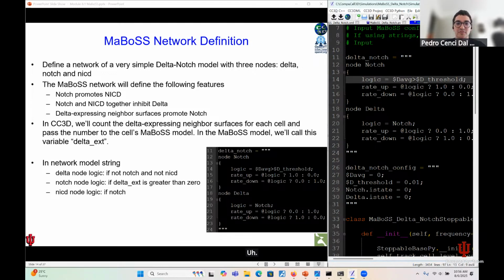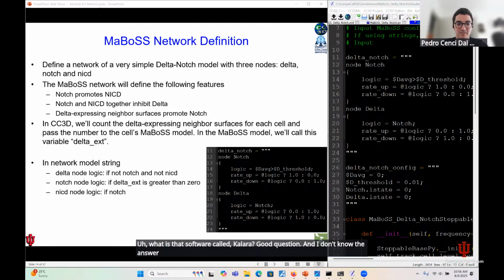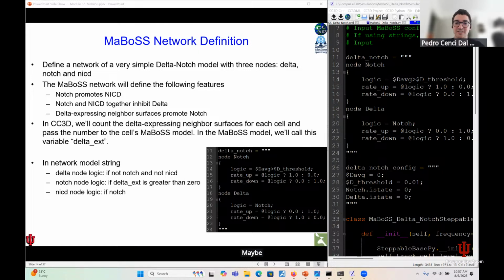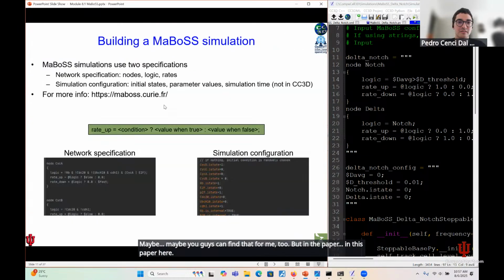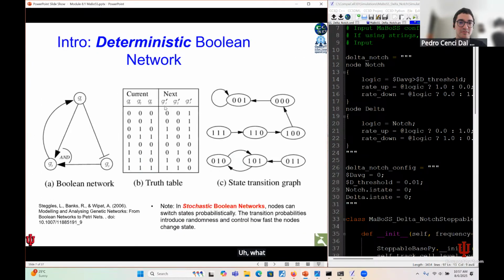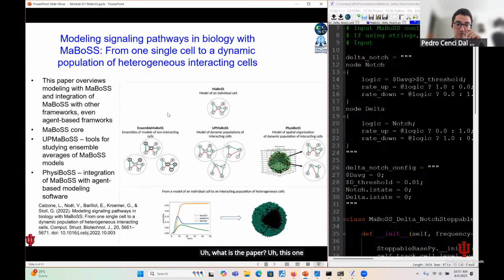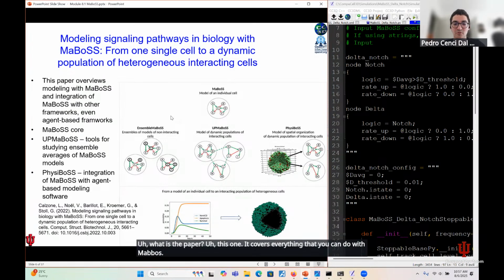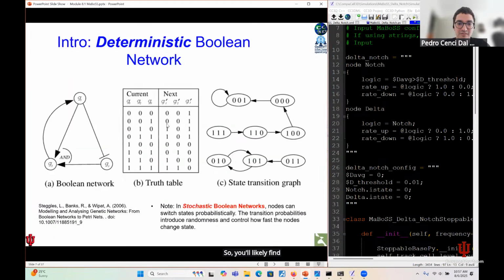What is that software called, Clara? Good question, and I don't know the answer. Maybe you guys can find that for me too. But in this paper here, what is the paper? This one. It covers everything that you can do with MaBoSS. So you'll likely find the answer there.